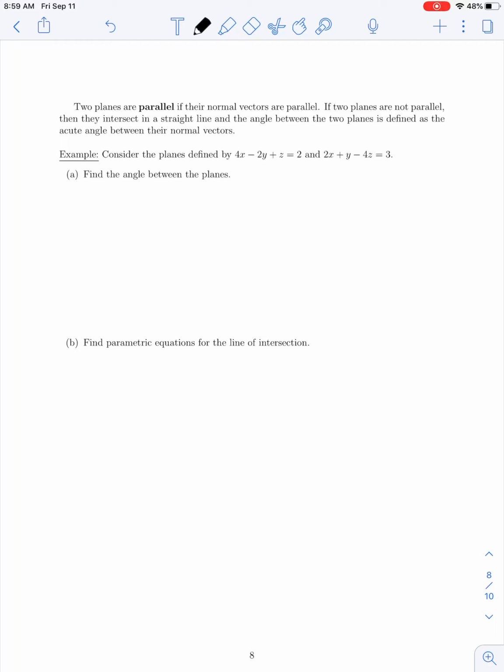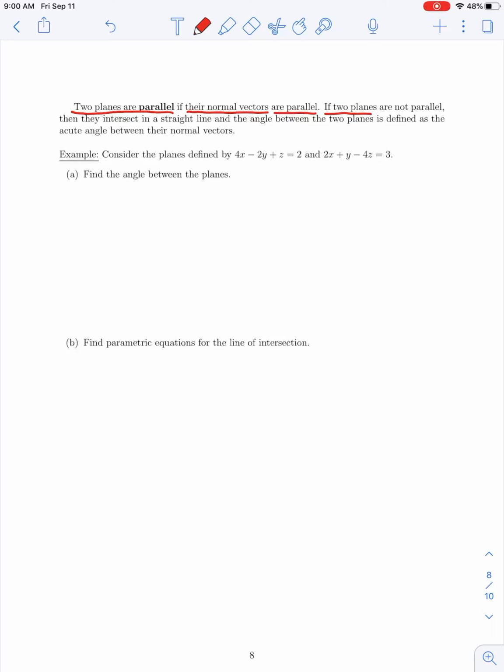So let's move on a little bit and ask ourselves what it means for two planes to be parallel. In the first part of this section 2.5 material, we said that two lines are parallel to one another if their direction vectors are parallel. That is, if the direction vector of one is a scalar multiple of the other. So for planes, we would say that two planes are parallel if their normal vectors are parallel to one another. So here, if the normal vectors are parallel, then the planes are considered to be parallel.